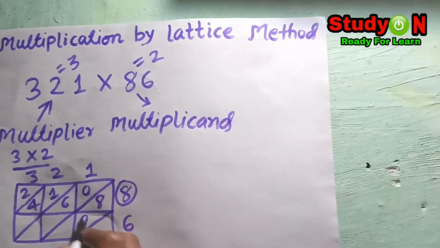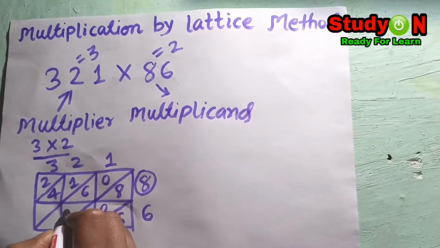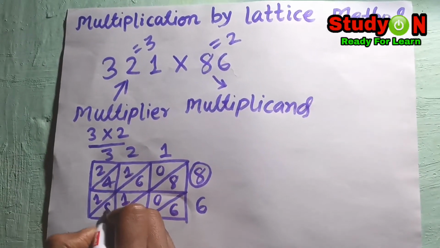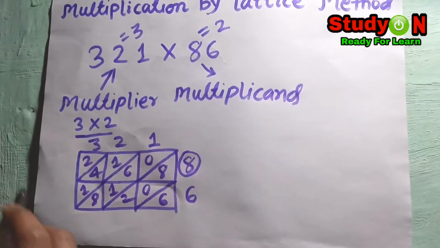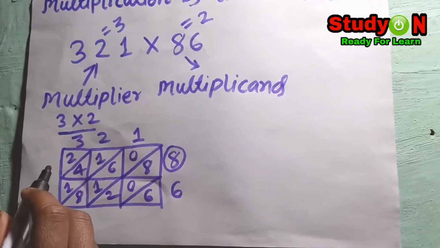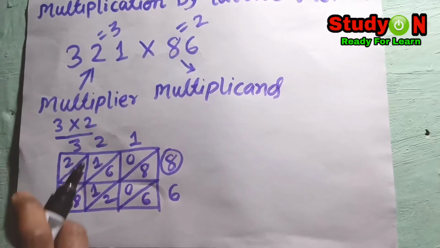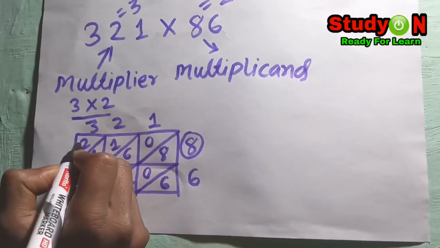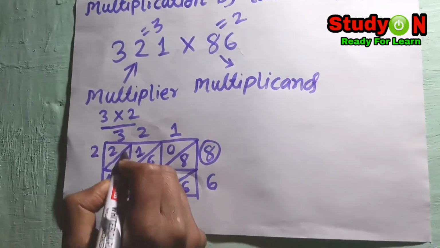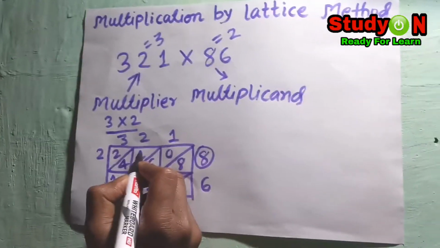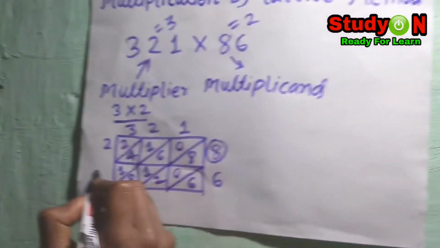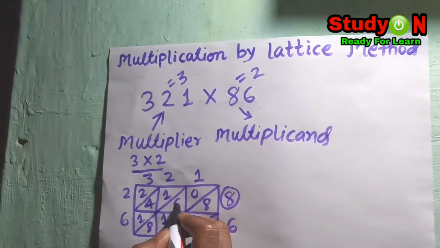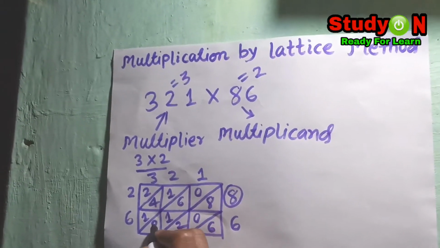6 into 1 is 6, 6 into 2 is 12, and 6 into 3 is 18, and we calculate each lattice box. 2 4, 1 5 and 1 6, 0 6 6 6 1 7 7 8 15.